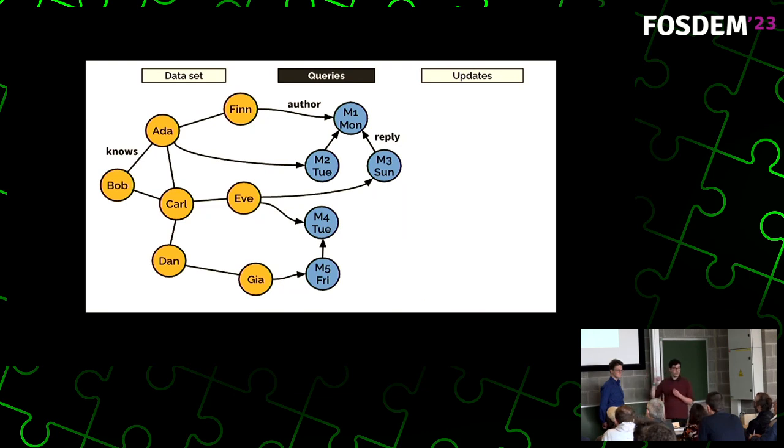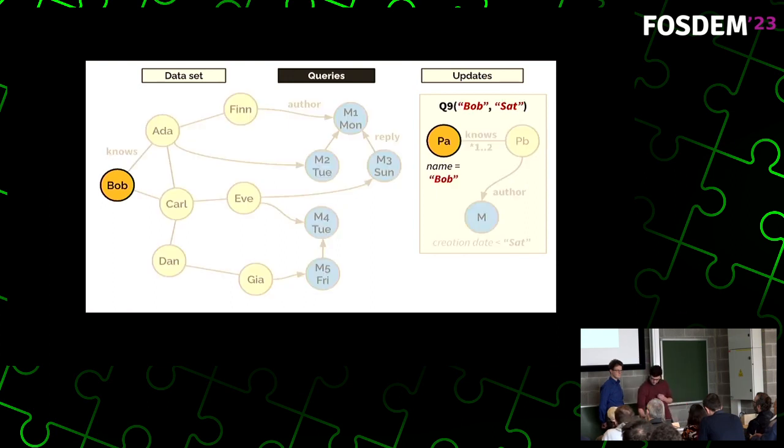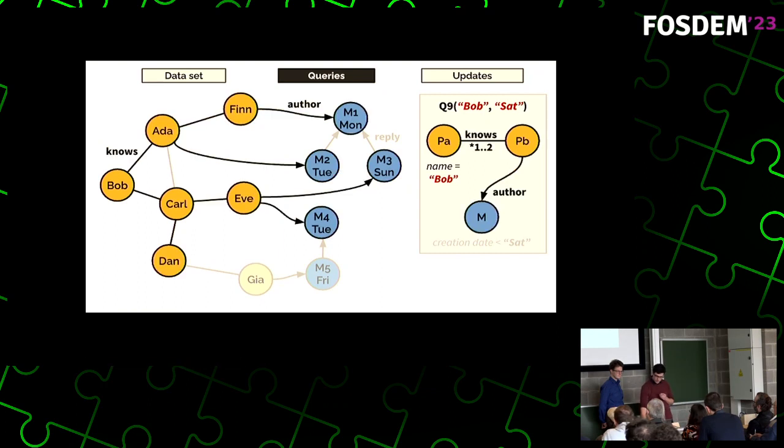And now we will do one query on this very small data set example. So with query 9, we want to retrieve messages posted by a given person, friends, and friends of friends before a given date. And the dates are here shortened for simplicity. So if we would start with Bob, we will traverse to their friends and friends of friends, retrieve the messages, and then filter out the ones that are actually before Saturday. And then we touch upon 10 nodes in this data.